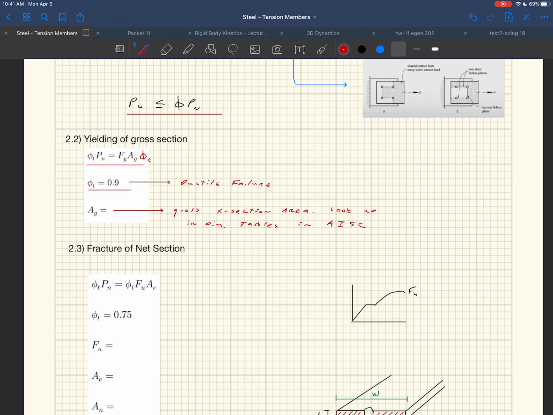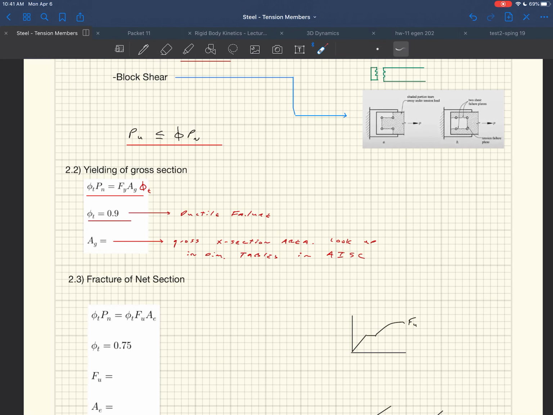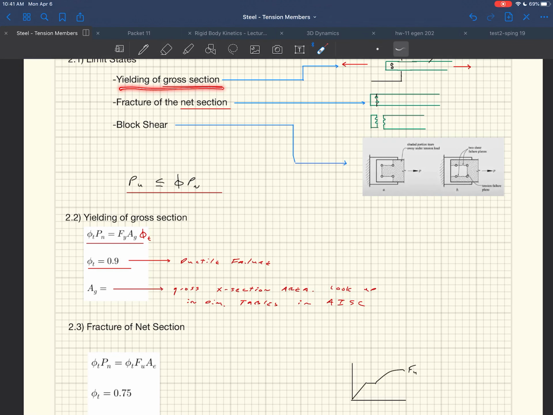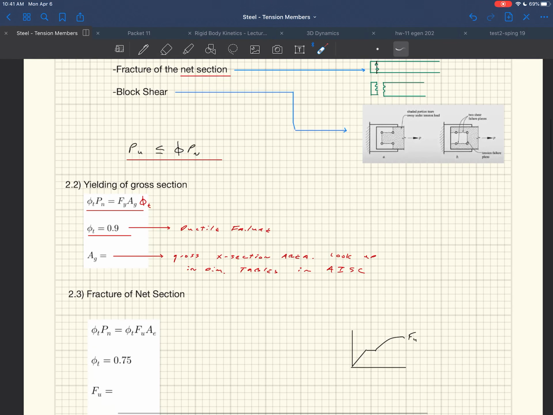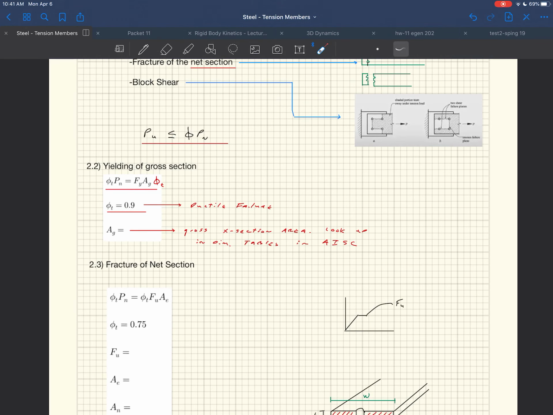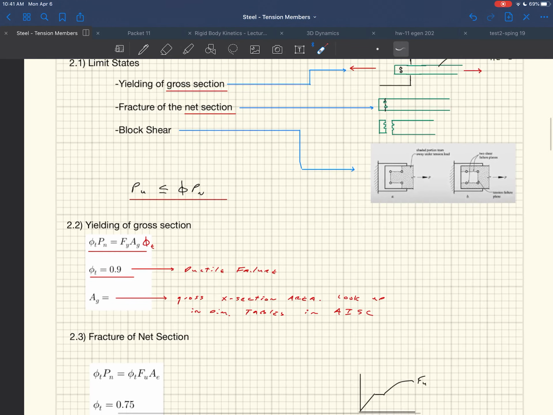So that's it, right? If you want to calculate the capacity in terms of yielding of the gross cross section, that limit state, this initial limit state, you just take Fy times Ag and multiply it by phi t. Okay, and phi t is 0.9 because of ductile failure. Done. Right, that's a pretty straightforward calculation for the capacity.